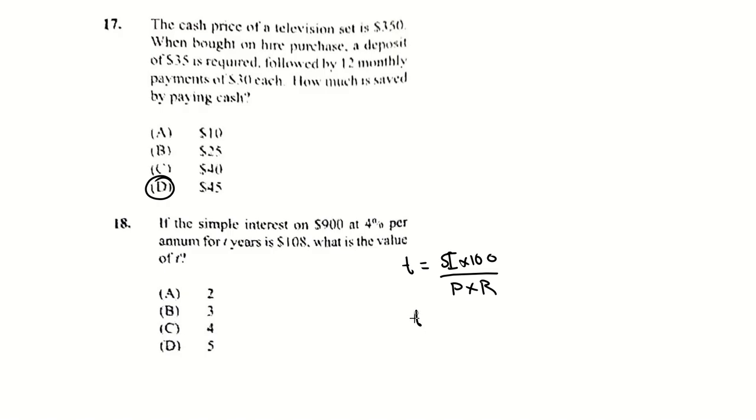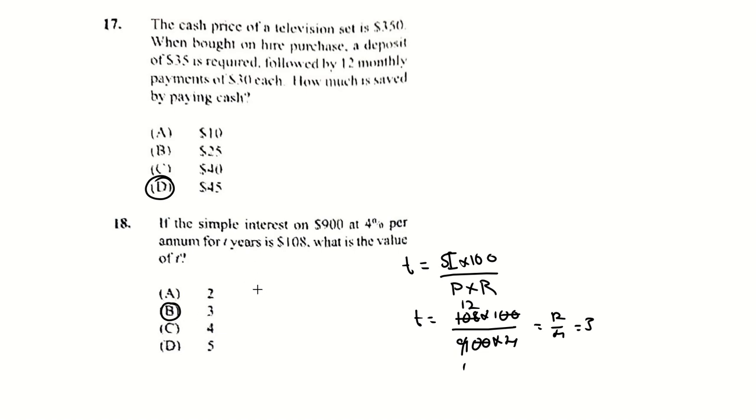But I'll use this answer. T is equal to your simple interest, 108 multiplied by 100, over 900 multiplied by 4. Cross out this. 9 into 9, 1. 9 into 108 is 12. 12 divided by 4 is 3. So the answer is B.